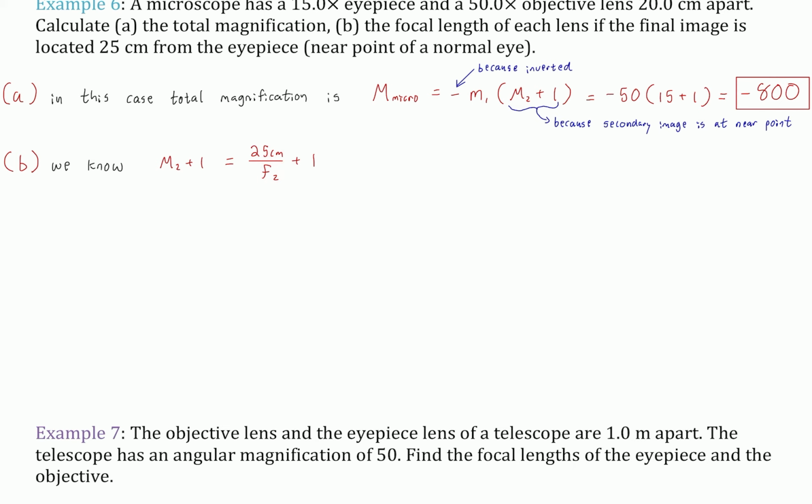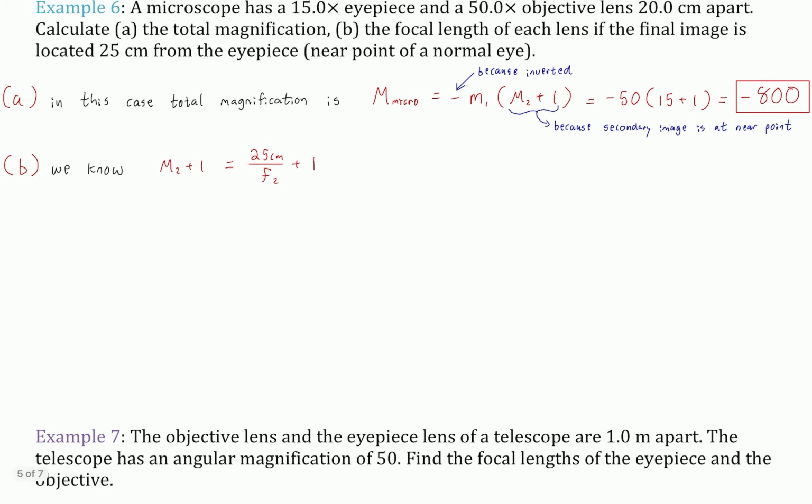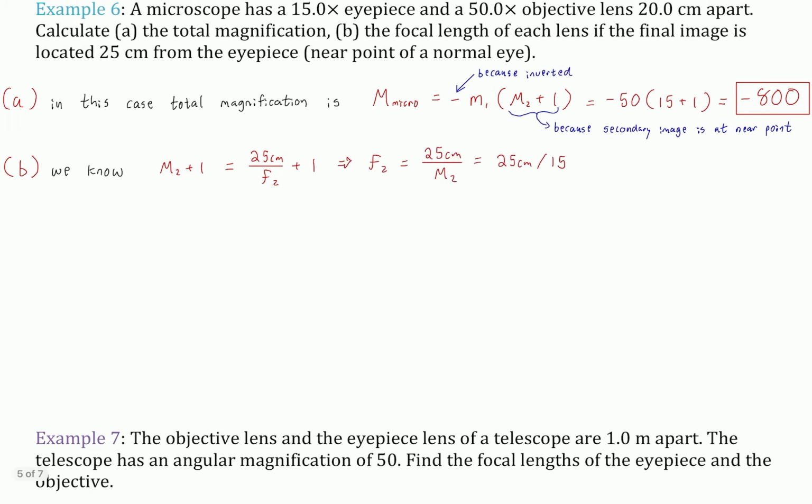That allows us to solve for the focal length of the eyepiece because we know that M2 is 15. So we'll set that up and solve for the focal length, because the plus 1's cancel, and we end up with 1.67 centimeters. So we got one of the focal lengths out of the way really easily. It will take a bit more steps to get the focal length of the objective. So there we have the eyepiece focal length.